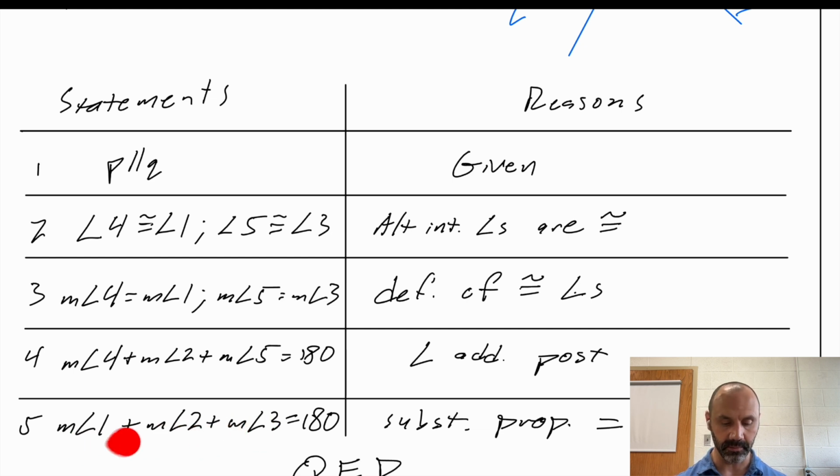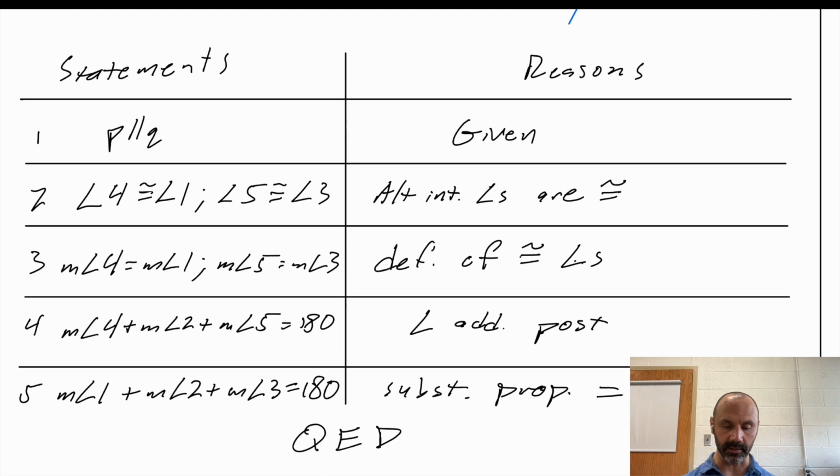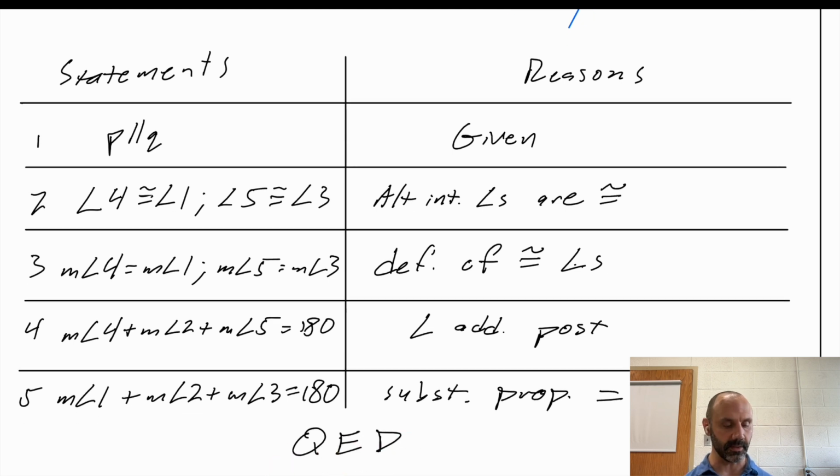So now I have it. The measure of angle 1 plus the measure of angle 2 plus the measure of angle 3 equals 180 degrees. How do I know that? The substitution property of equality. I substituted 3 and 1 for 5 and 4. QED. I explained what that means, quod erat demonstrandum. So that's what was having to be proved. This is the thing that had to be proved.